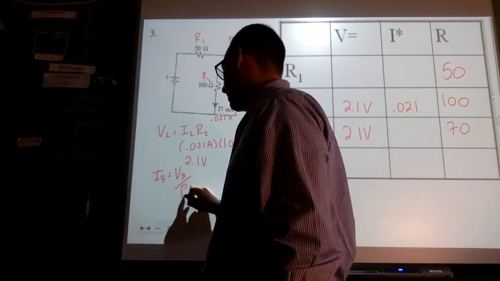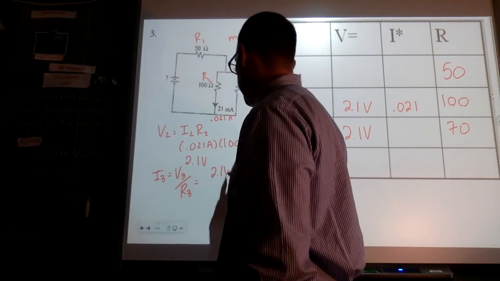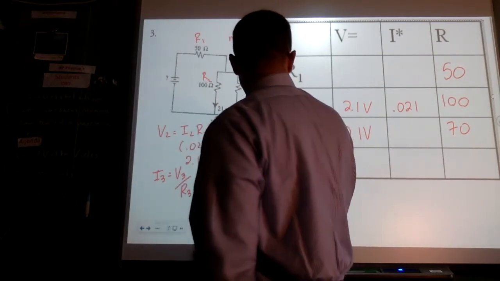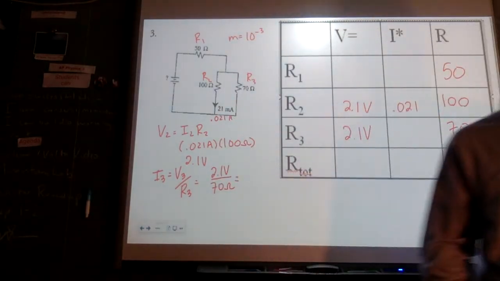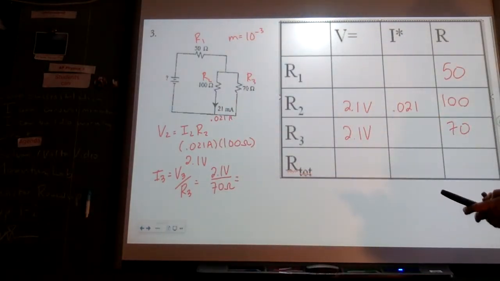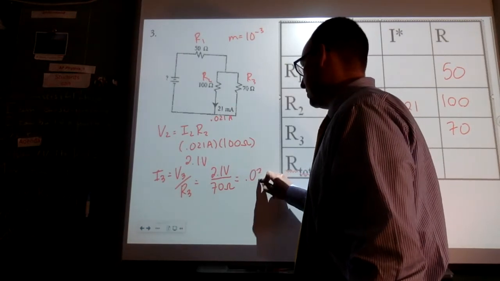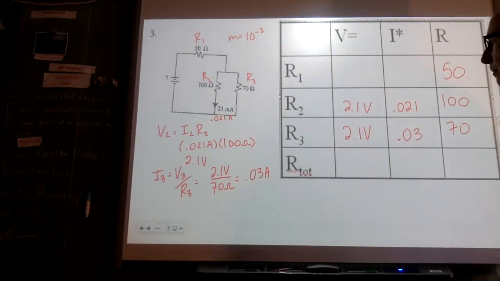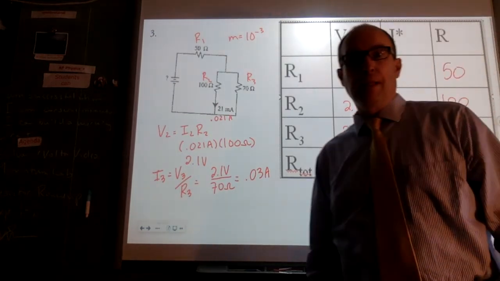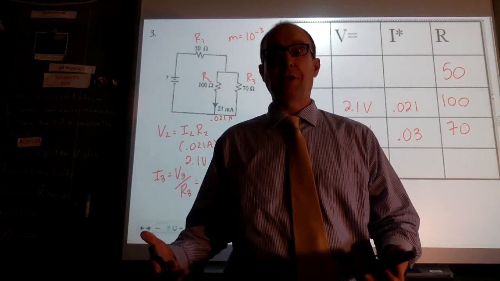So I3 is going to be V3 over R3. So this is going to be our 2.1 volts divided by our 70 ohms. And so I have 0.03 amperes. So this is how much the split current is for each one.